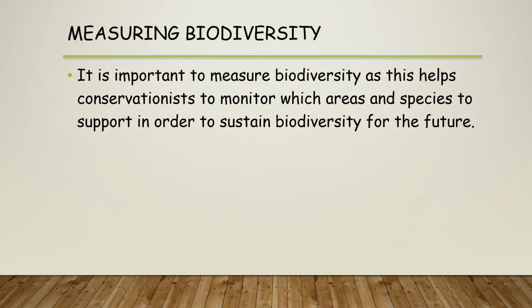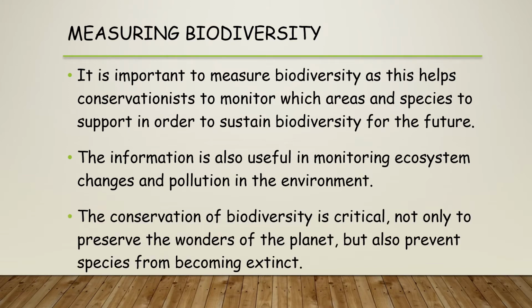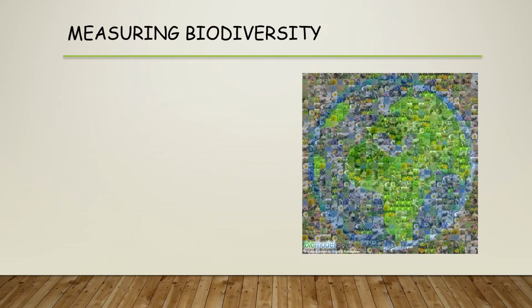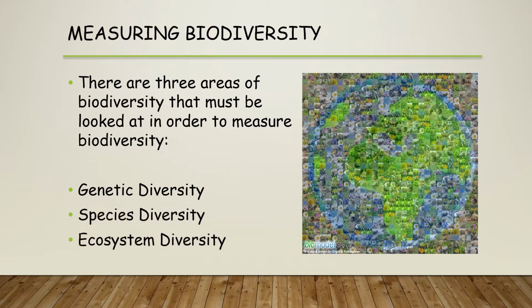Measuring biodiversity is therefore incredibly useful, so we can find which areas and species need support to maintain that biodiversity for the future. We can also then monitor changes and pollution in the environment, and then preserve the wonders of the planet, but also prevent species from becoming extinct. And there are three areas of biodiversity that we must look at in order to measure biodiversity fully. So genetic diversity, species diversity, and ecosystem diversity, and I'll talk you through each of those individually.